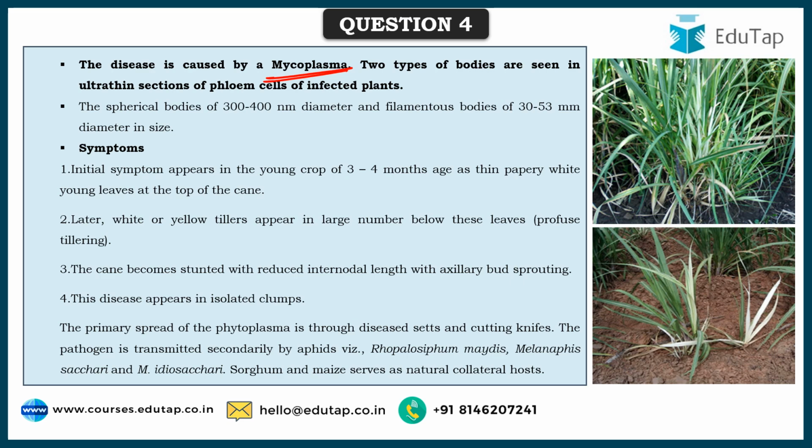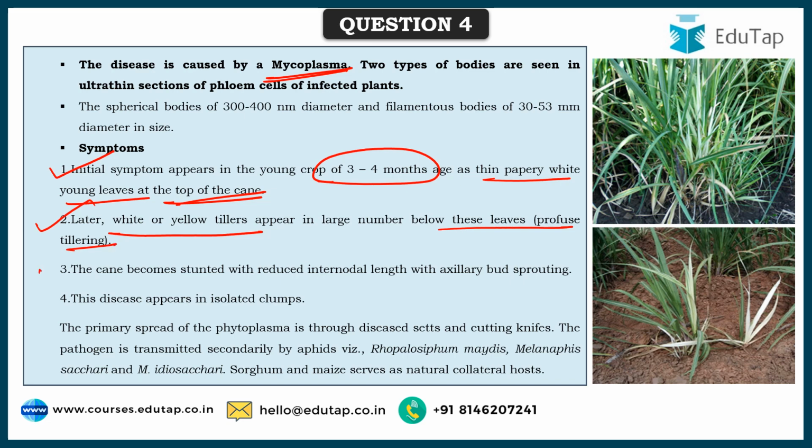And see, it's called mycoplasma. And the symptoms include, the initial symptom appears in the young crop of 3 to 4 months age as thin papery white young leaves at the top of the cane, and later white or yellow tillers appear in large numbers below these leaves. Profuse tillering can be observed. The cane becomes stunted with reduced internodal length with axillary bud sprouting, and the disease appears in isolated clumps, and this phytoplasma or mycoplasma is spread through diseased sets and cutting knives.